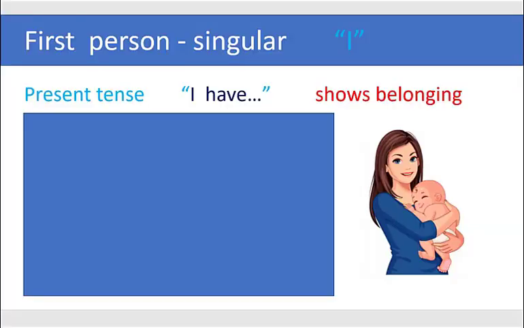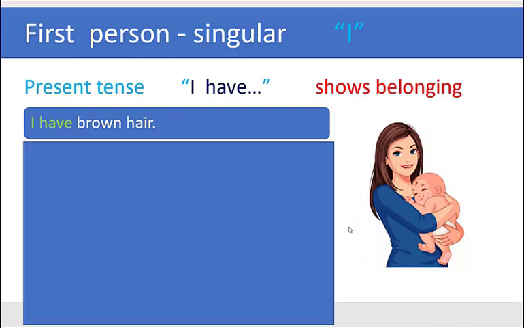Okay, so first we're going to look at the verb have in its first person singular form. This is where we have the I with the have, because I is the first person. We're also going to look at it in the present tense. So if I want to say I have something now, I would say I have and then say whatever it is that I have. So let's have a look at some examples here.